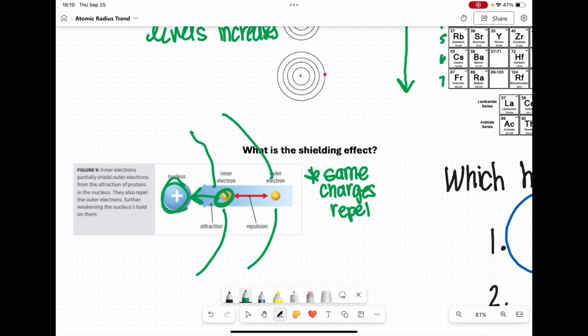So every time we add a new energy level with electrons, the inner electrons are pushing the outer electrons from the new energy level away, causing it to get bigger.